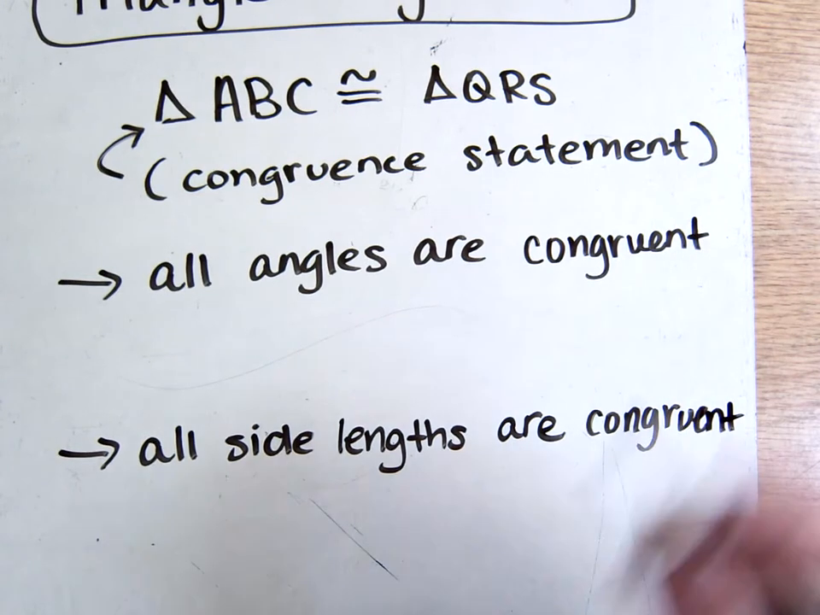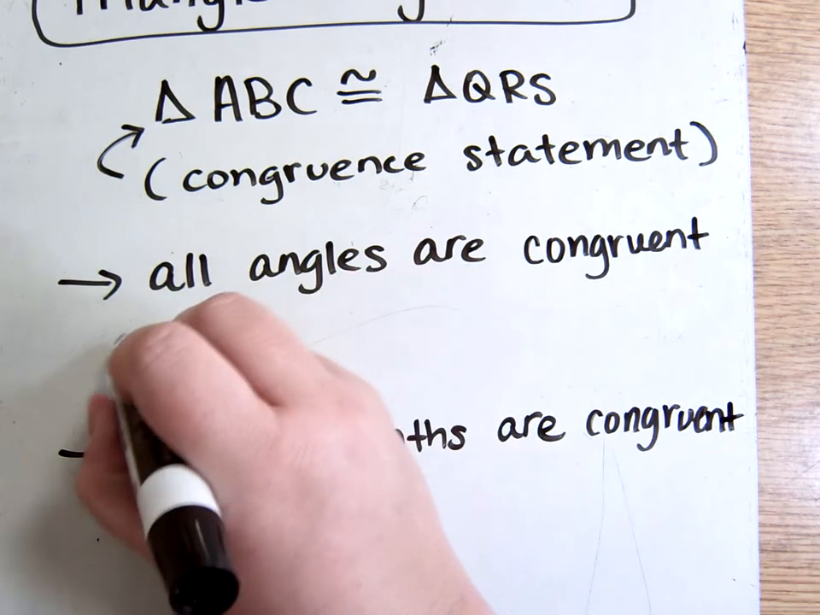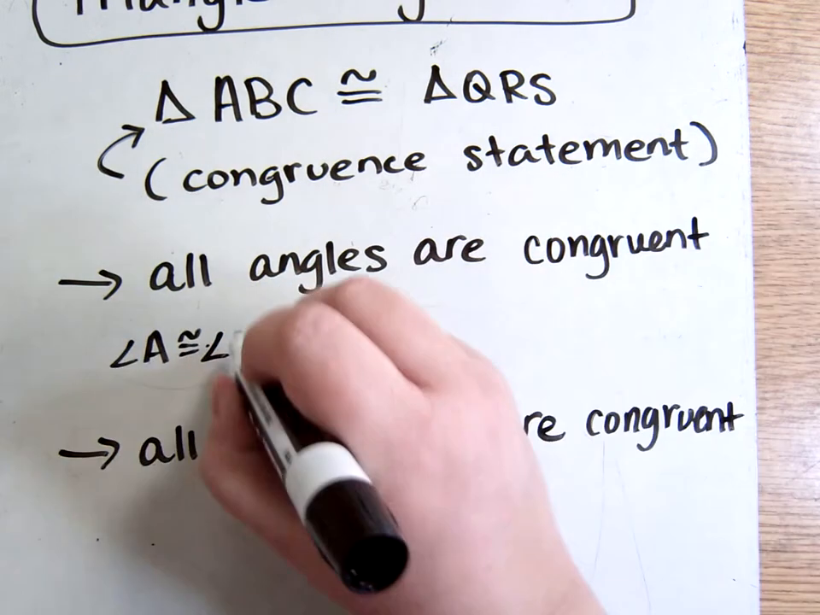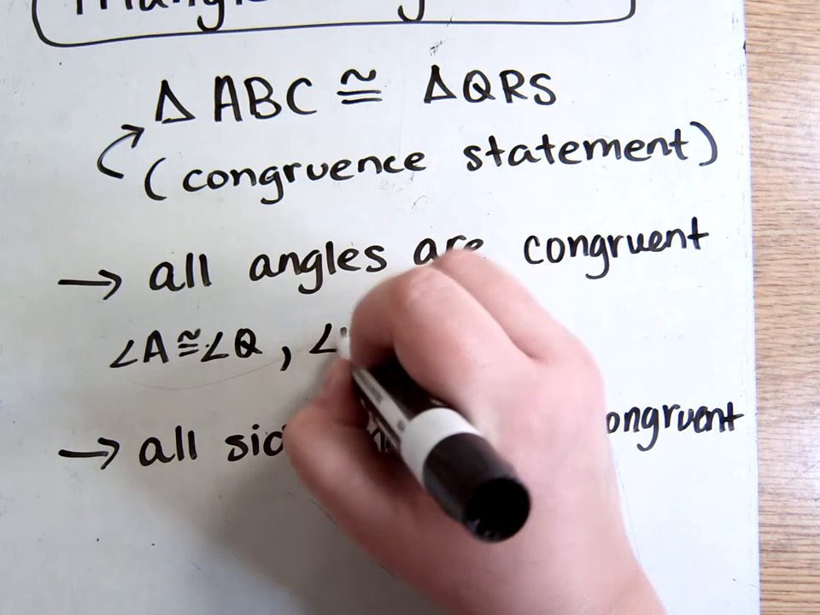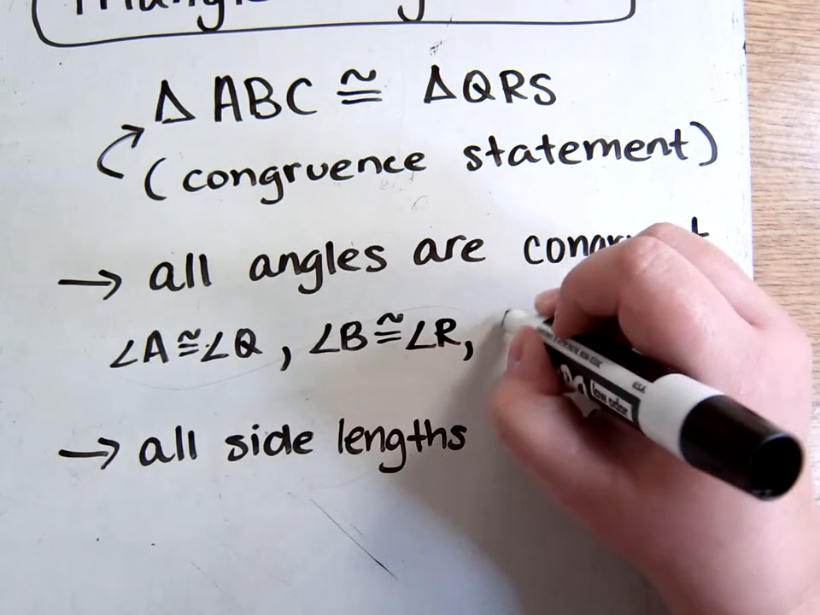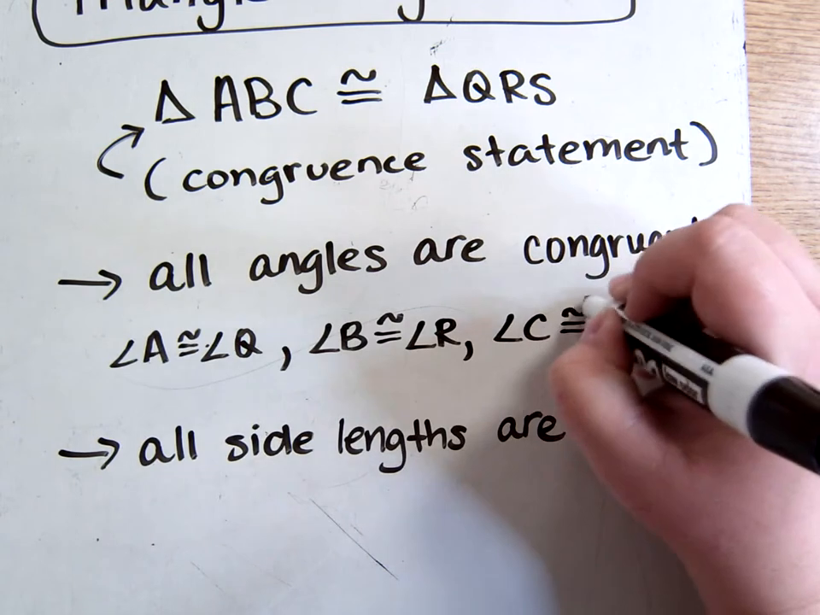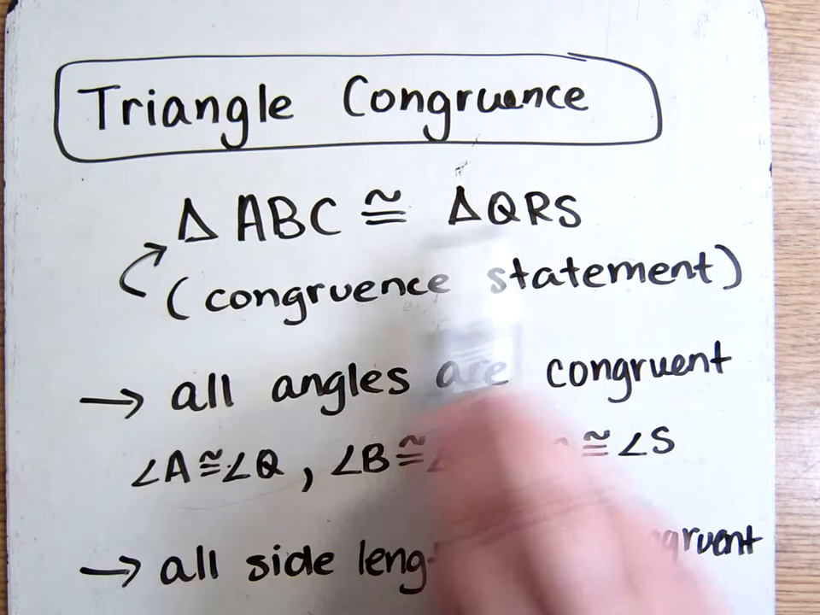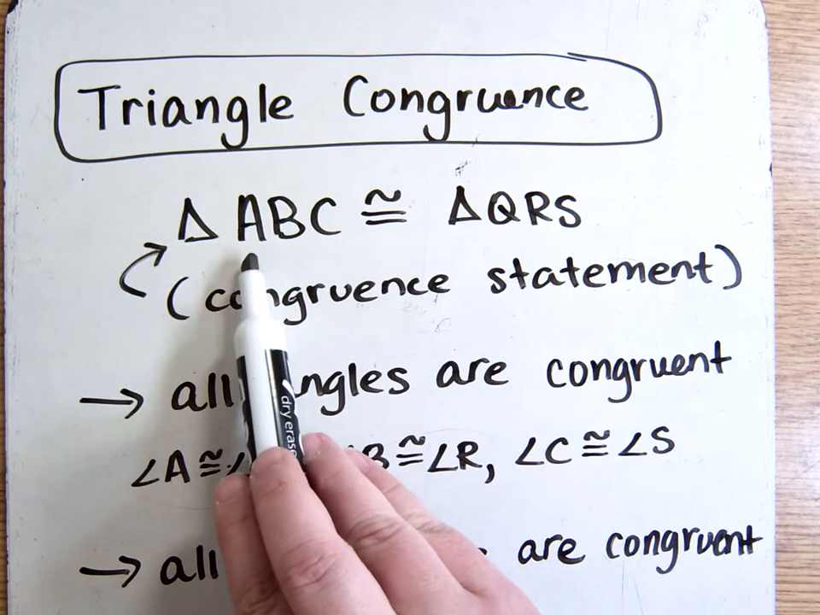So for instance, angle A is congruent to angle Q, angle B is congruent to angle R, and angle C is congruent to angle S. And I really should clarify just a little bit. When I say all the angles are congruent, I'm really saying all the corresponding angles. In other words, angle A isn't congruent to all the other angles, just the one it corresponds to.